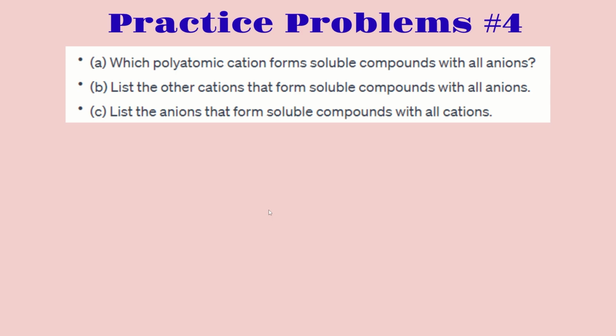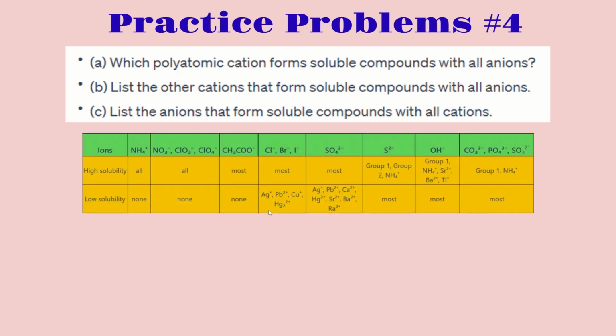And now for our final practice problem, we have 3 different parts. For the first one, which polyatomic cation forms soluble compounds with all anions? For the second part, list the other cations that form soluble compounds with all anions. And for the third part, list the anions that form soluble compounds with all cations. So now for the solution.